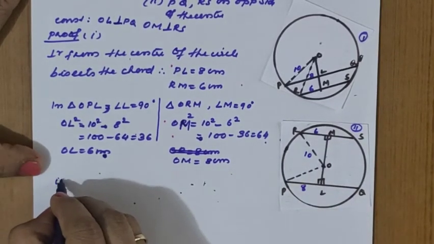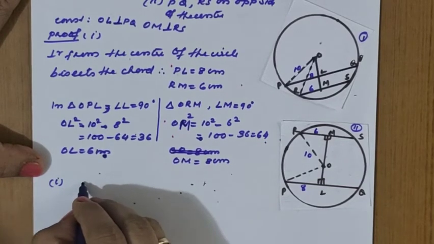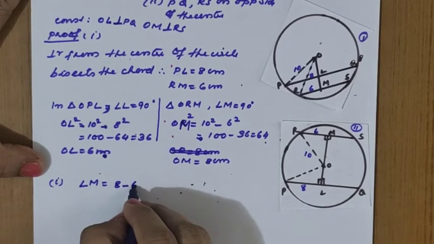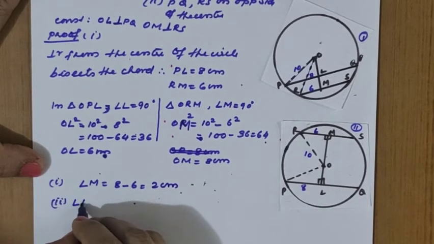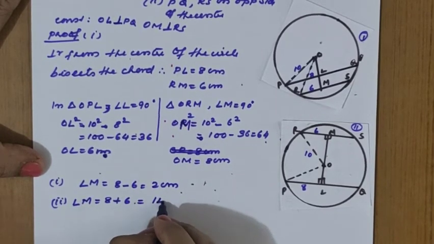Now, what is the question? The length between the chords they have asked, that is LM. So, case 1, LM equal to 8 minus 6 equal to 2 centimeter. Case 2, LM means 8 plus 6 equal to 14 centimeter.